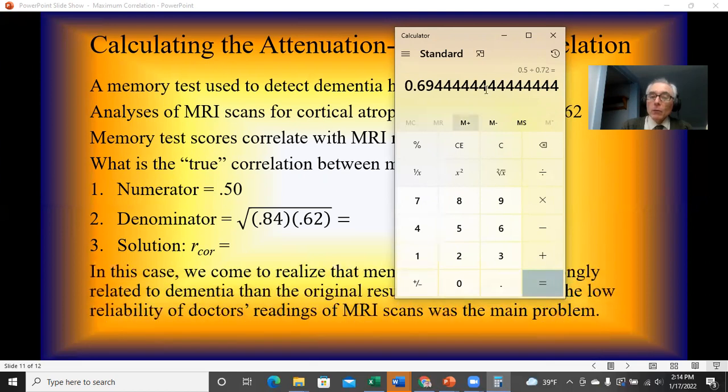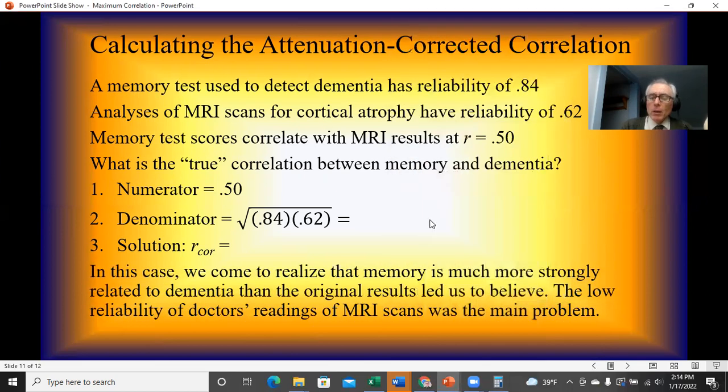So in this case, what we've found is that the relationship between memory and dementia is quite a bit stronger than those original results would have led us to believe. I mean, 0.69 is a very high correlation. What got in the way wasn't that the memory test was terribly limited. It's that the doctor's interpretation of MRI scans had relatively low reliability.